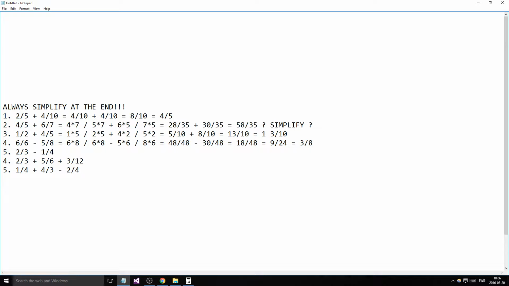And you can always check these. You know, if you do 18 divided by 48, it gives you 0.375. And then you do 3 divided by 8, which gives you 0.375. So you know you've simplified it correctly. And we are at the simplest form right here. So yep. Alright, next one.